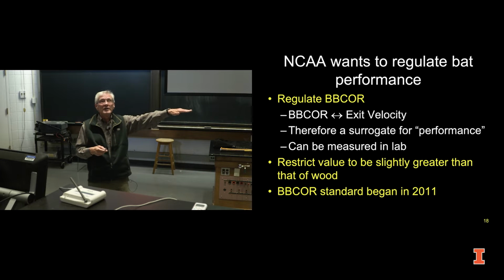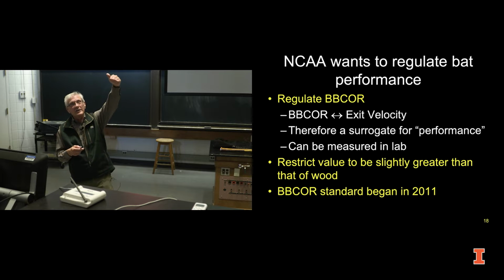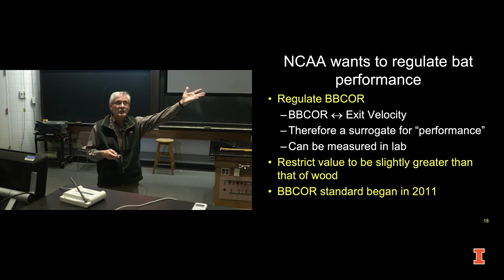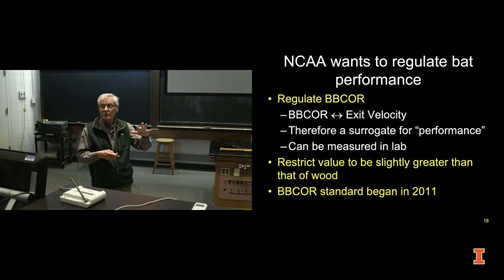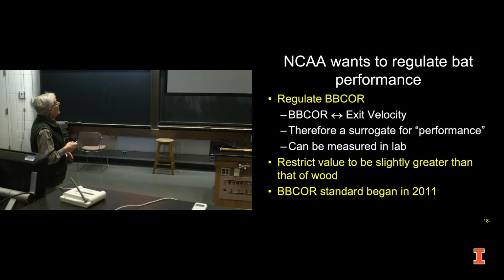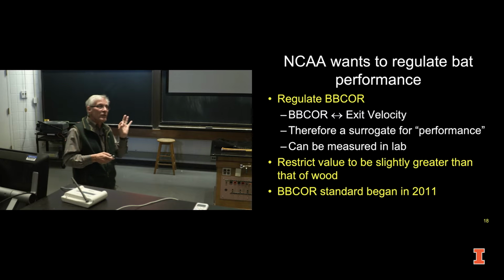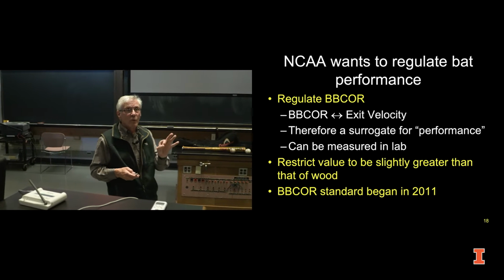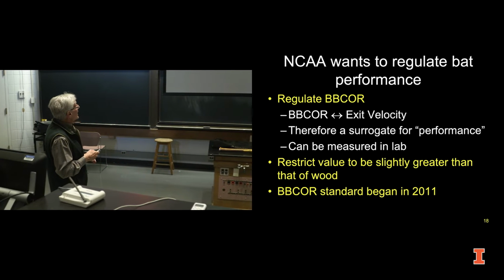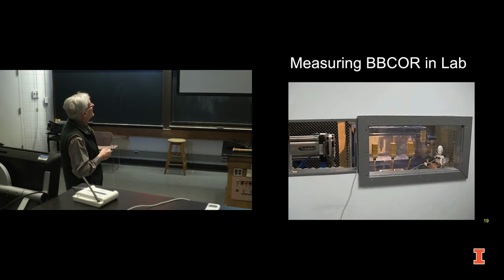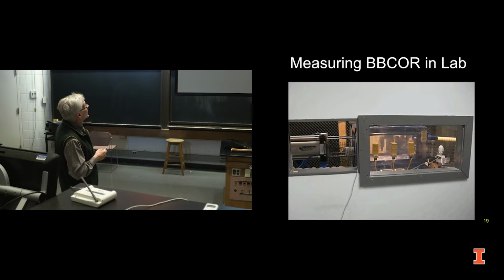You could set a certain limit. You say, thou shalt not exceed 0.5, which is the actual number the NCAA is using, and high schools are also using. Which is just slightly better than the BBCOR for a wood bat. And this standard began in 2011, and here's a little video clip showing you how to measure it.